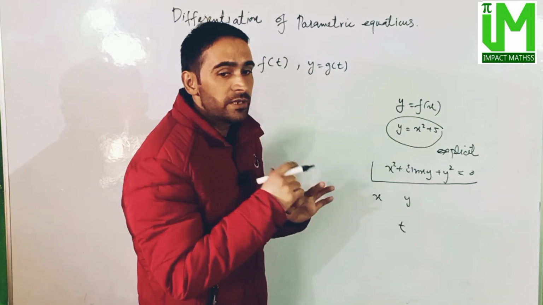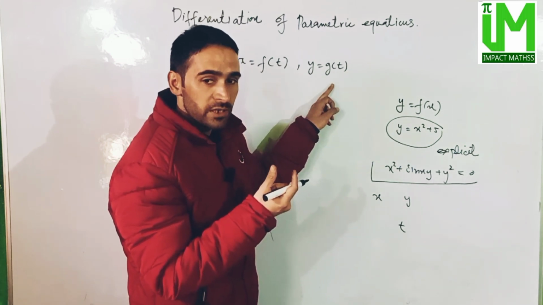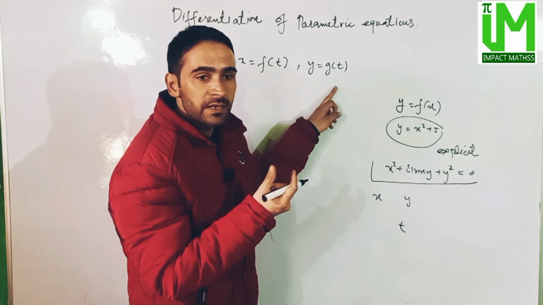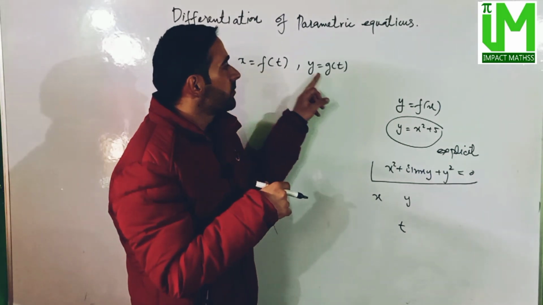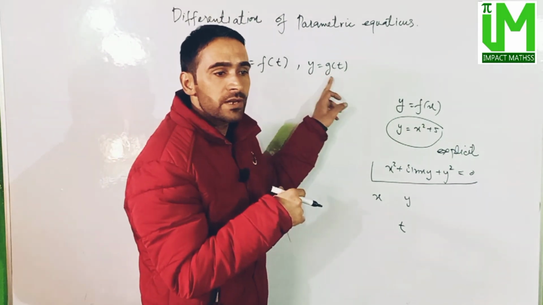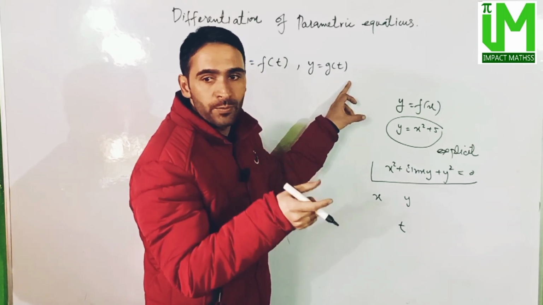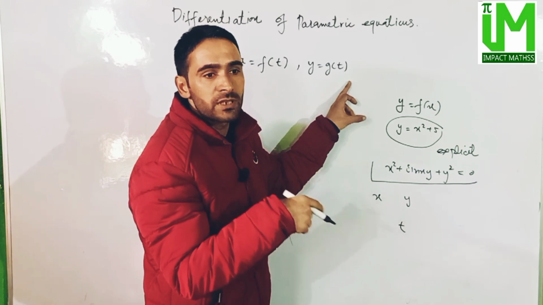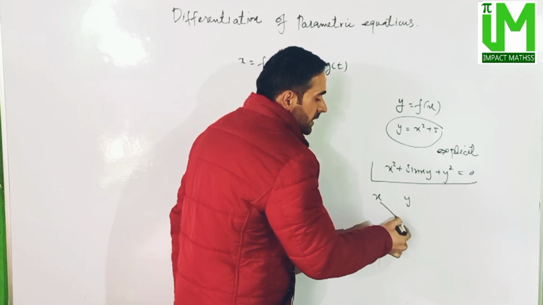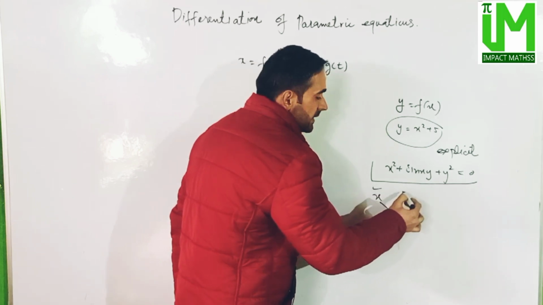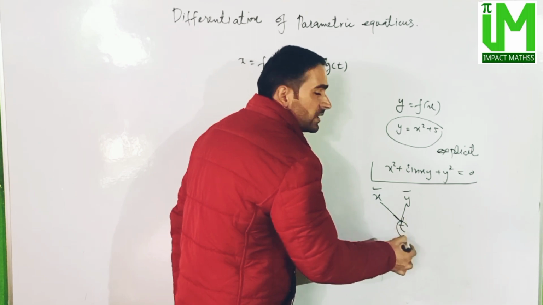So here we actually deal with three variables: x is equal to f of t and y is equal to g of t. We have three variables x, y and t, connected in such a way that x is a function of t and y is a function of t. That means we have two dependent variables and a single independent variable. Both x and y are dependent, and they depend on the same independent variable t.